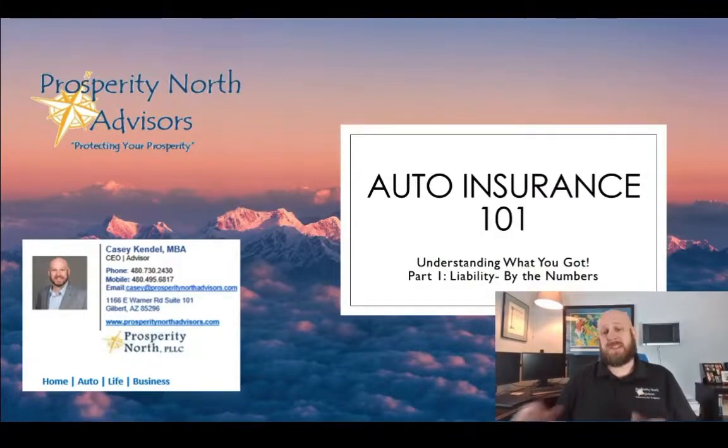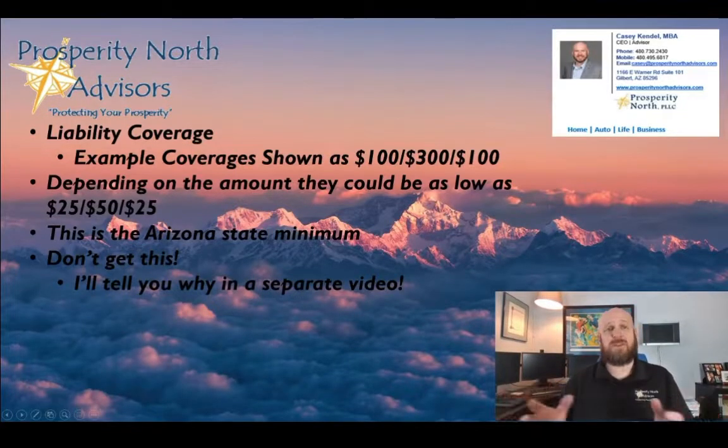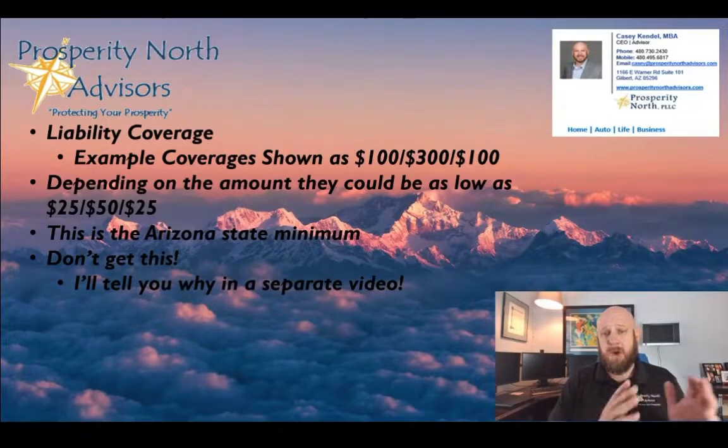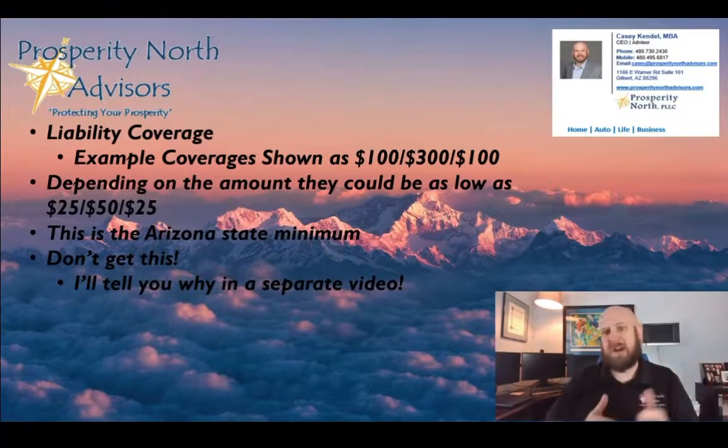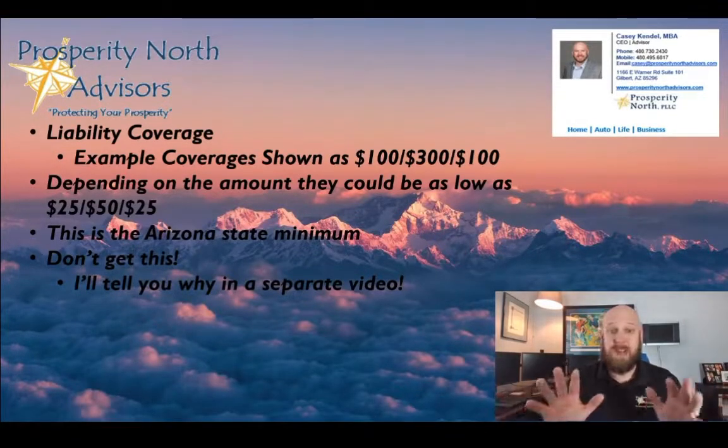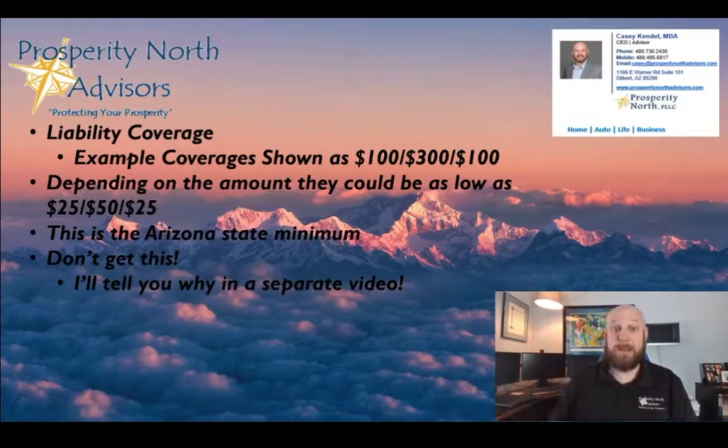So you'll see different numbers within your coverages, and I'm going to use the example of 100, 300, and 100. But you could have different coverages throughout. You could have 250, 500, 250. You can have 50, 100, 50. You could have the Arizona state minimum, which is 25, 50, and 25. Don't do this. That's bad. And I'm going to actually make a separate video on why that's bad. But that state minimum is going to leave you wide open for disaster. And we're going to talk about that in a separate video.